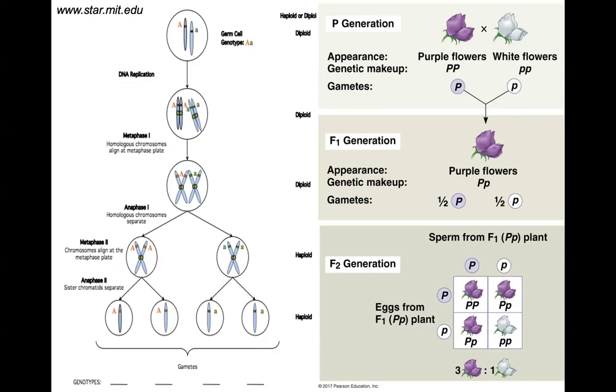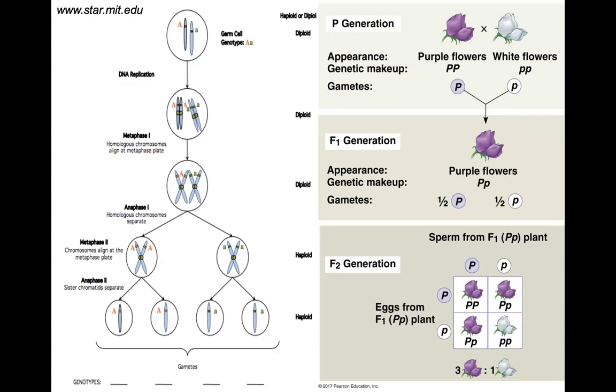Now we have to consider what gametes are possible from each parent. Because the purple parent only has two big P's, the only gamete it can produce is one with a dominant allele. Similarly, the white-flowered parent, having two recessive alleles, can only produce a gamete with a little p. As a result, when you cross a true breeding dominant with a true breeding recessive, you end up with the F1 generation being hybrid, which is what we can see here in the diagram to the right.